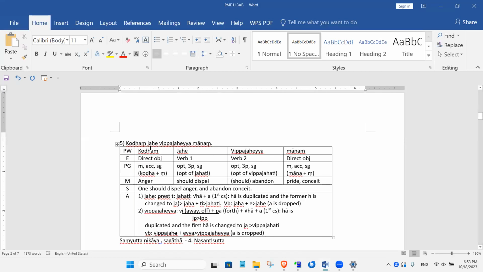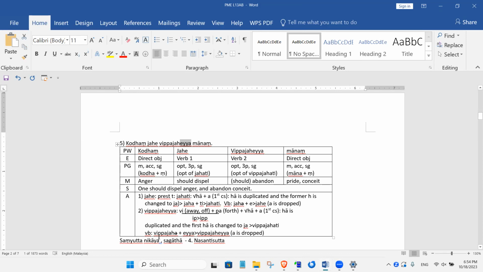Okay. Kodam, anger. Jahe. Now you have the imperative. Aya also imperative. So you should dispel anger, manam, conceit. Objective, right? Oh, sorry, optative. All right. So one should dispel the anger, kodam, anger, and then should abandon the manam, pride or conceit.